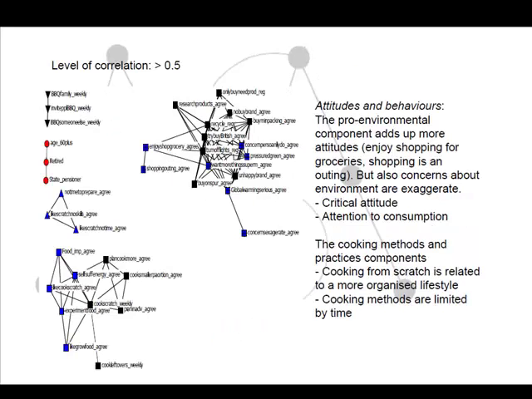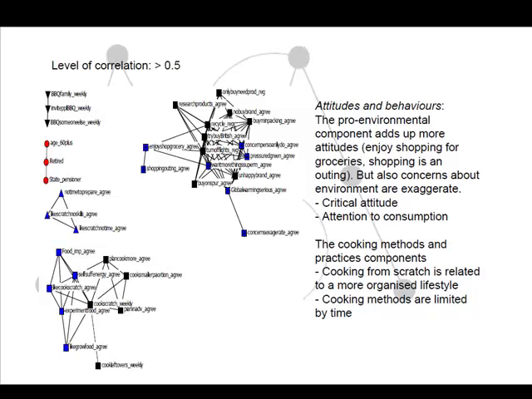So we lower it down again. Now the component is getting bigger, the pro-environmental component, again, more attitudes come in. People enjoy shopping for groceries, shopping is an outing in itself, but also concerns about the environment. They think that sometimes the concerns about the environment are exaggerated, which gives strength to the idea that they're very attentive about what they consume, but they also have a critical attitude, so they won't take for granted everything you say about the risk of the environment.